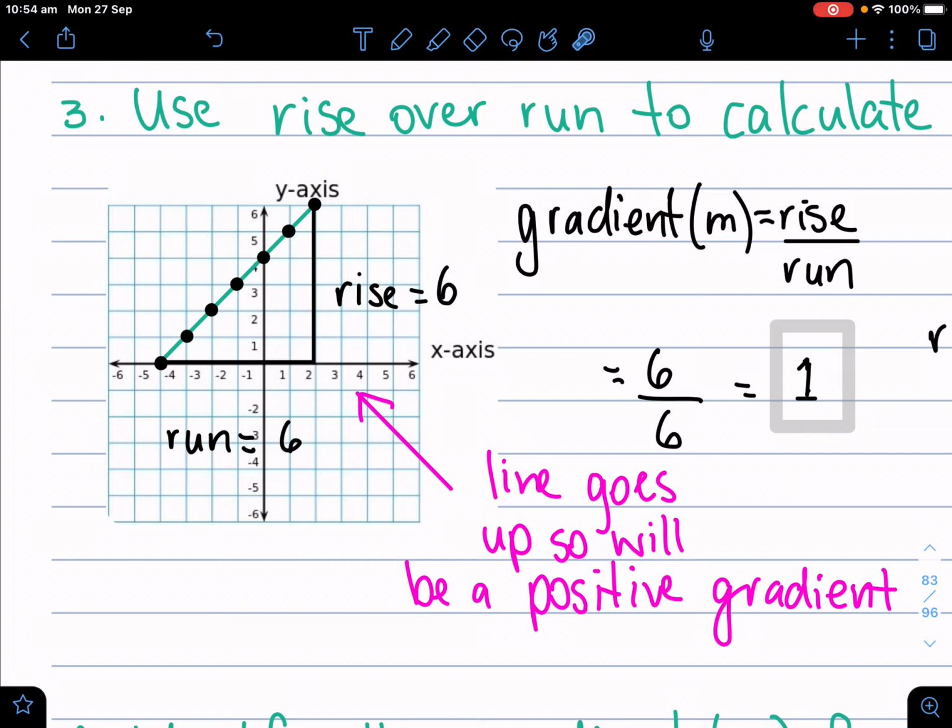Now here we can see that as we move from left to right, the line is going up. So the gradient is going to be a positive number. Remember, left to right, line goes up, it's a positive number.